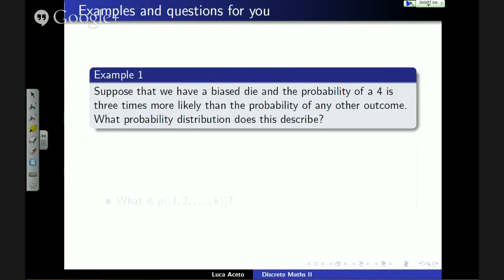Okay, so let's look at some examples. Suppose that you have a biased die. So it's a die, but not all of the numbers have the same probability of occurring. What I tell you is that the probability that you get a 4 when you throw the die is 3 times the probability that you get any other number. And all of the other numbers have the same probability.